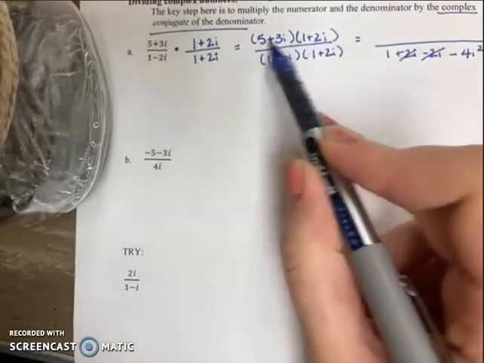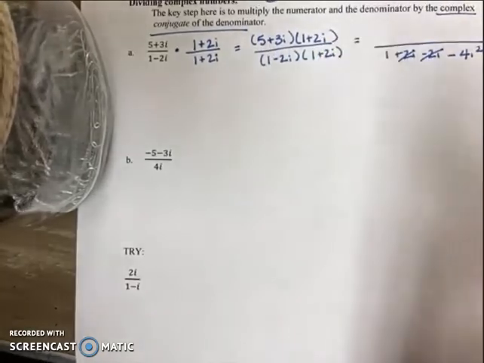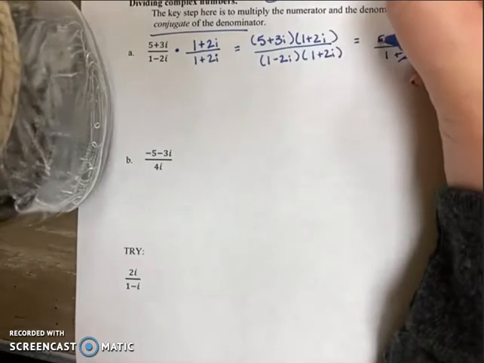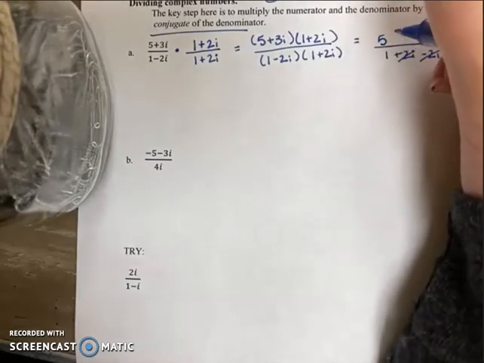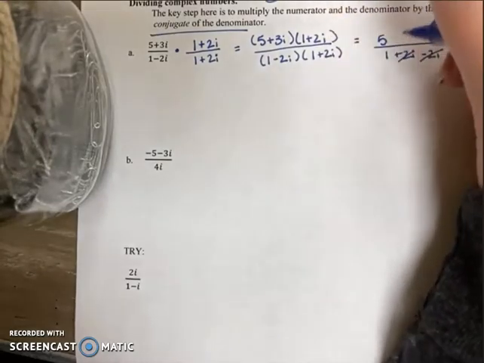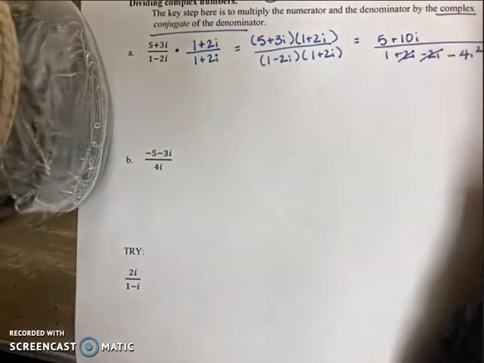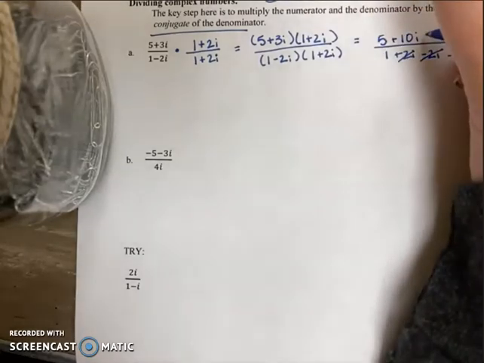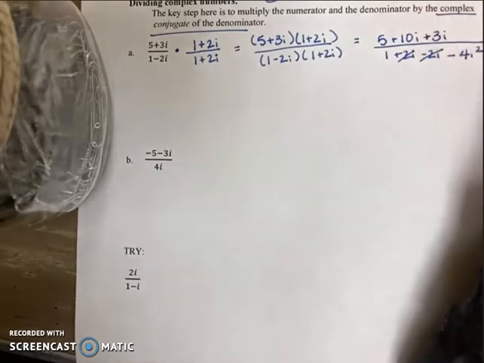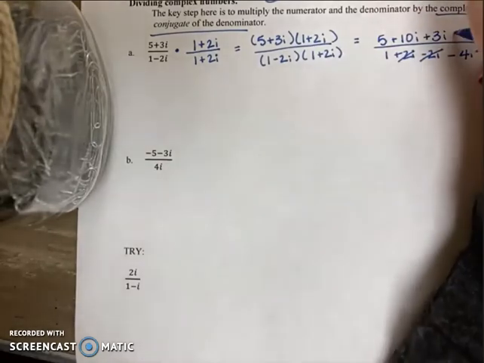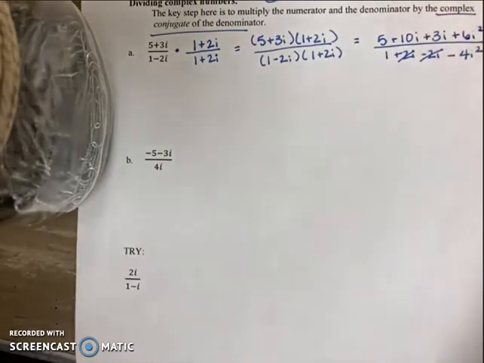Okay, I need to FOIL out the numerator. So 1 times 5 is 5. 5 times 2i is a 10i. 3i times 1 is 3i, and 3i times 2i is a positive 6i squared. Let's clean this up. Remember, wherever we see i squared, we're going to substitute in a negative 1.